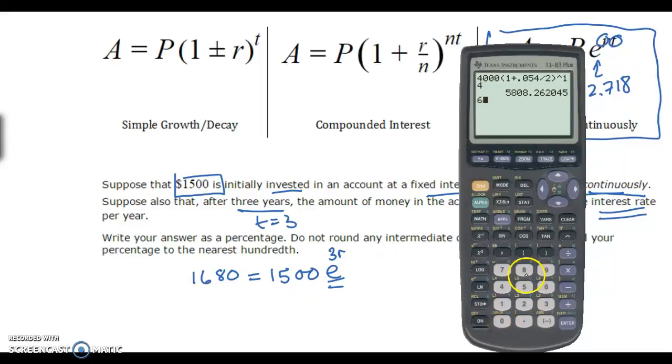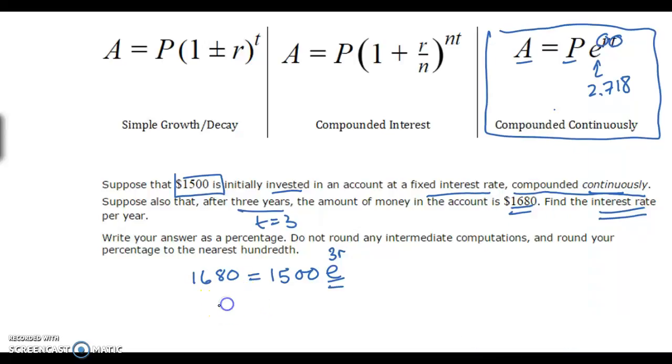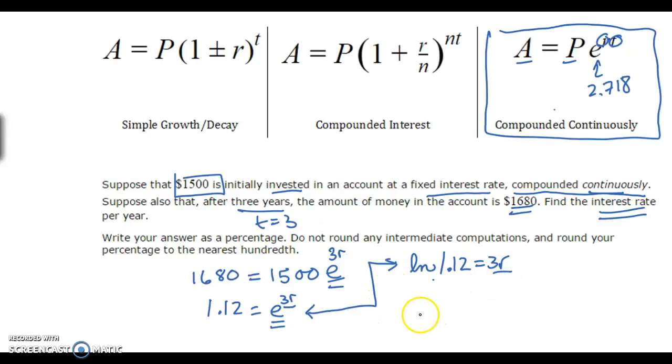So 1,680 divided by 1,500. This is very important too: I don't want to use too much rounding, or as little rounding as possible. That's 1.12. Well, there's no rounding involved there. And now to solve this for r, anytime my unknown is in the exponent, I've got to switch to log form. I'll be using log base e, which we all know is the natural log. So the natural log of 1.12 is going to equal 3r. And again, what I'm going to remind myself of here is that the base e to this power should equal that, and that's what I have, so I'm cool with that.